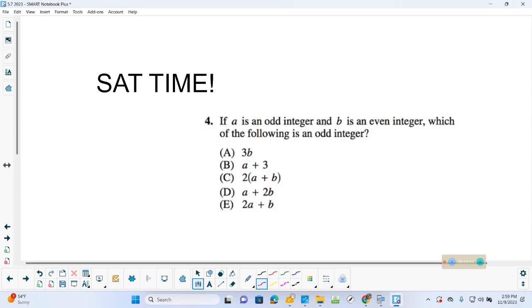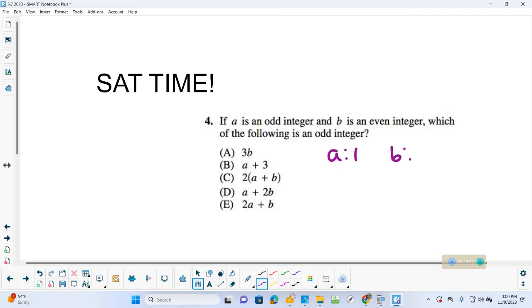If A is an odd integer, I hope you know what odd and integer means, and B is an even integer, which of the following is odd? Now, I look at this and your mind starts to gloss over with all the letters. Same advice I'm going to give you as it gets closer to PSAT: test it. Pick some numbers and actually test these. So if A is an odd integer, give me a small odd integer.